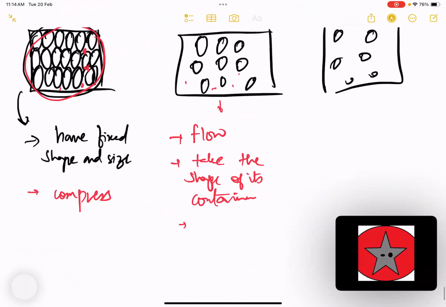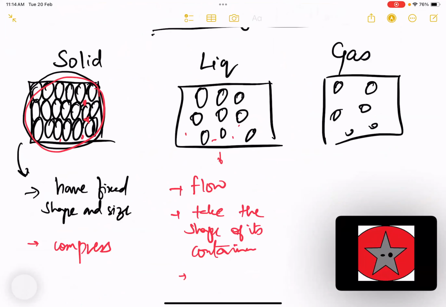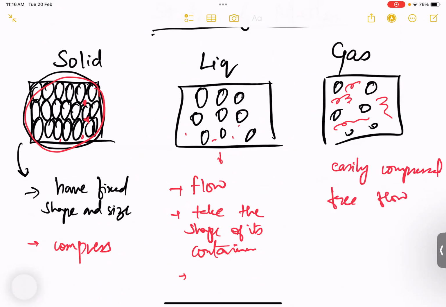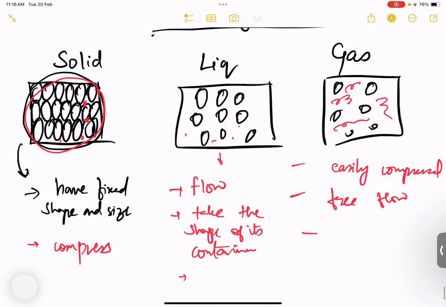Next, if I talk about gases, how are gases different? When we see gas in a particle model, there are a lot of spaces around it, and that's why gases can be easily compressed, and they are free flowing. They cannot be packed in a container. They can just move around very easily.